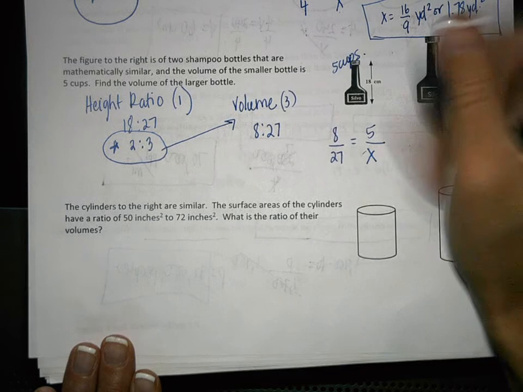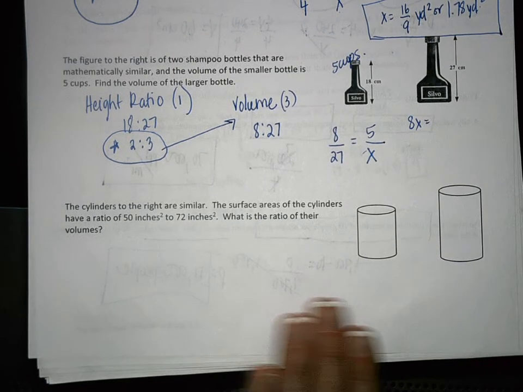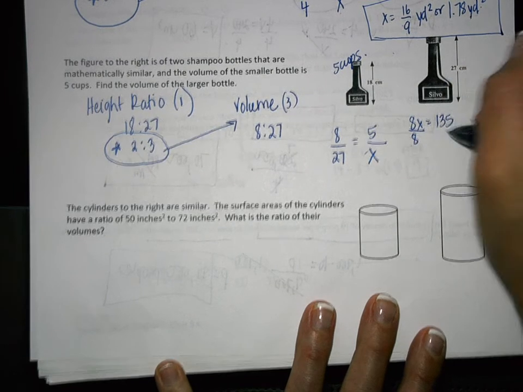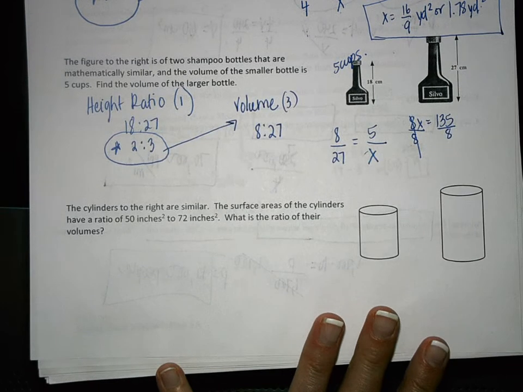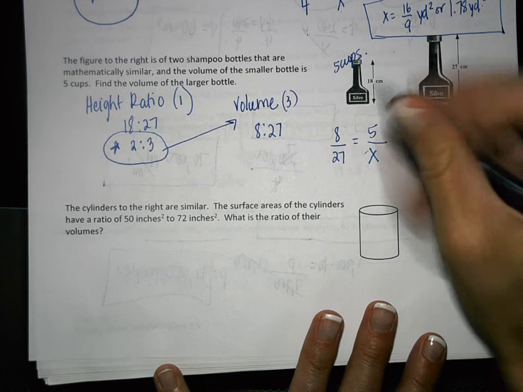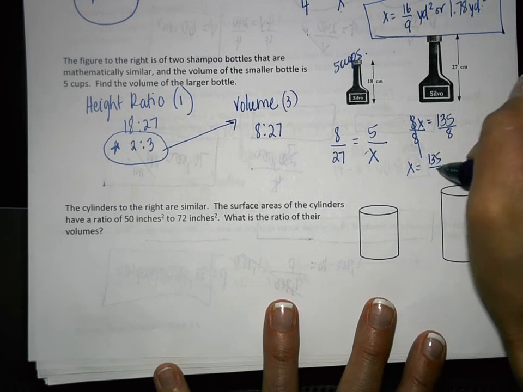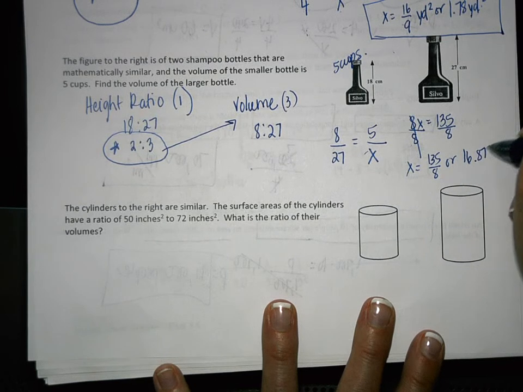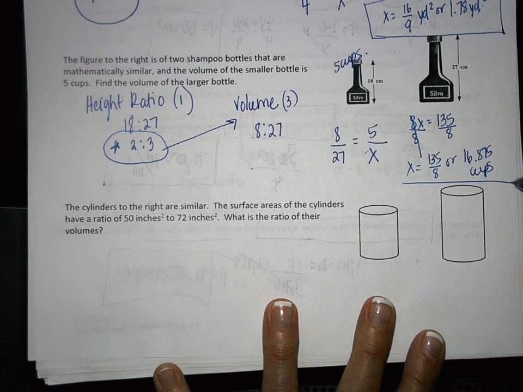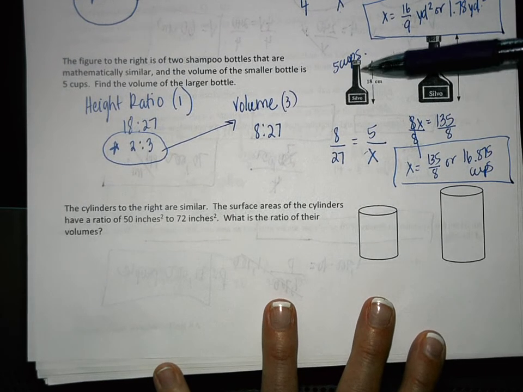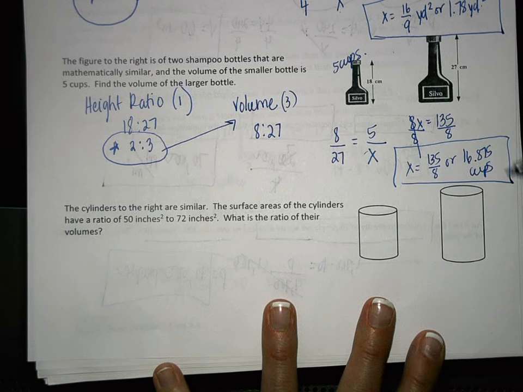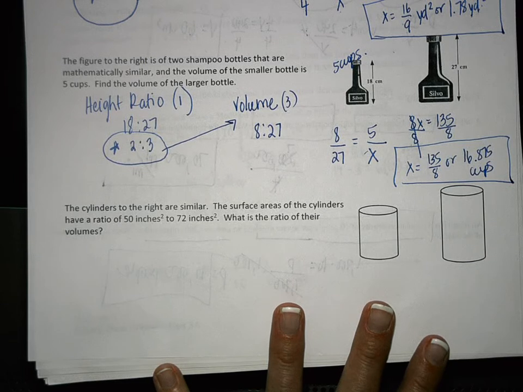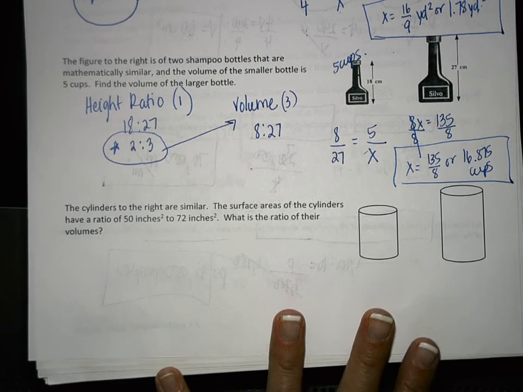Okay, so we cross multiply, we get 8x equals 27 times 5. Very good, 135 is correct. Divide by 8 to both sides. This doesn't reduce, so 135/8 works, or if we change that to a decimal, it'll be 16.875 cups. And again, this is a smaller one, this is a larger one. It looks like it would work. Okay, it makes sense. Any questions? Okay.